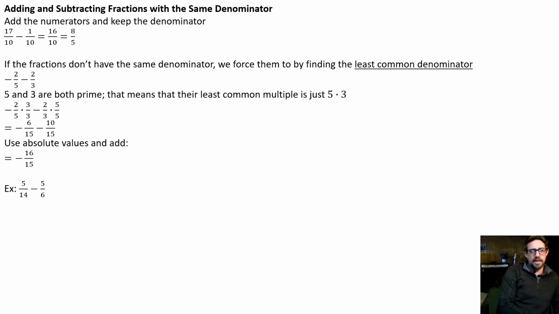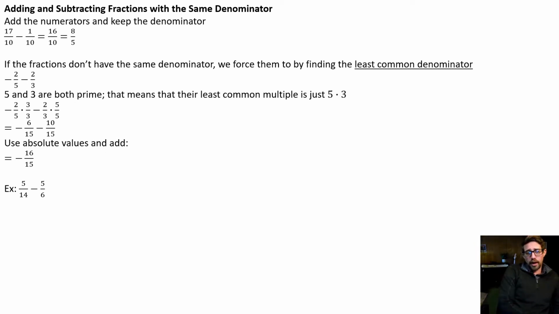Okay, one more because these are not the easiest thing. 5/14 minus 5/6. So the funny thing here is we don't really know right away whether or not 5/14 is bigger than 5/6 in absolute value. Well, if you think about it for a second, you probably figure out that it's not. But once we get that common denominator, then we will know whether our answer is going to be positive or negative.